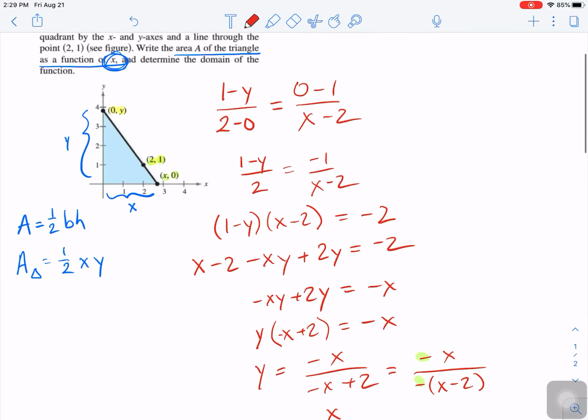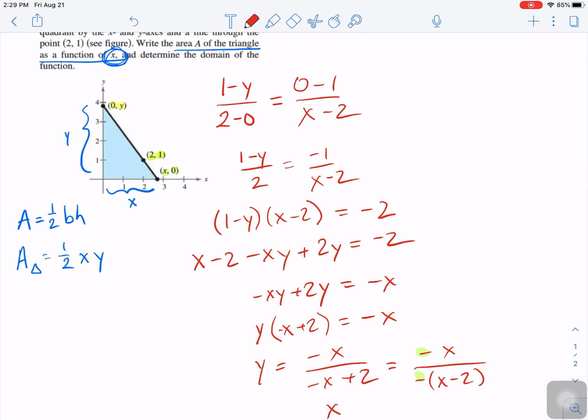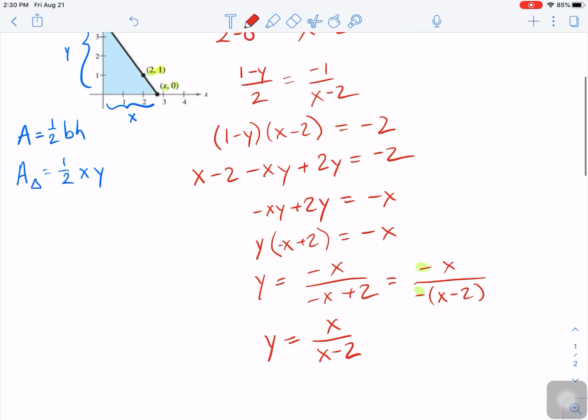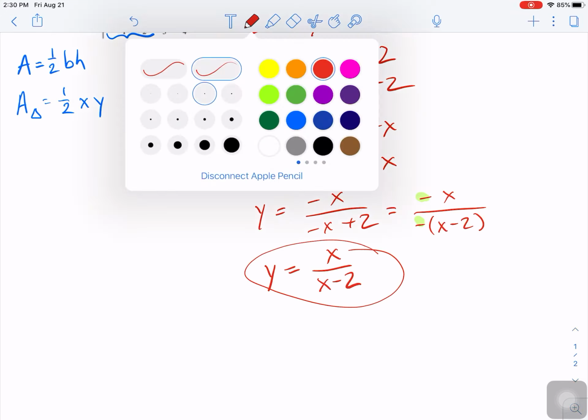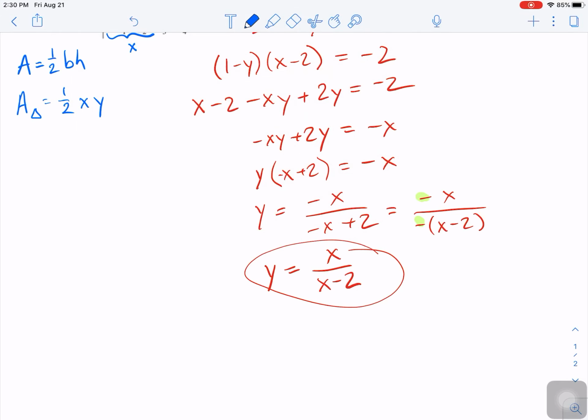Basically what I did is I took the slope equation, found the slope between 2 points, set it equal to the slope between 2 other points, and then manipulated that equation until I got y by itself equal to something. Now we can come back and answer our initial question. The area as a function of x is equal to 1/2. Our base is still x. Our height, our y value, is now x over x minus 2.